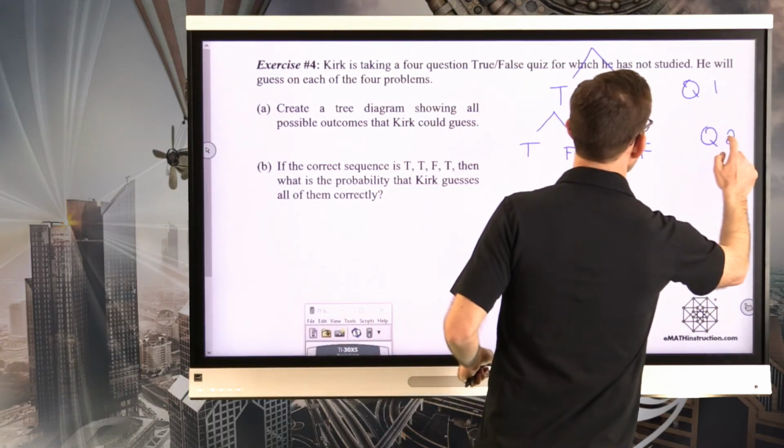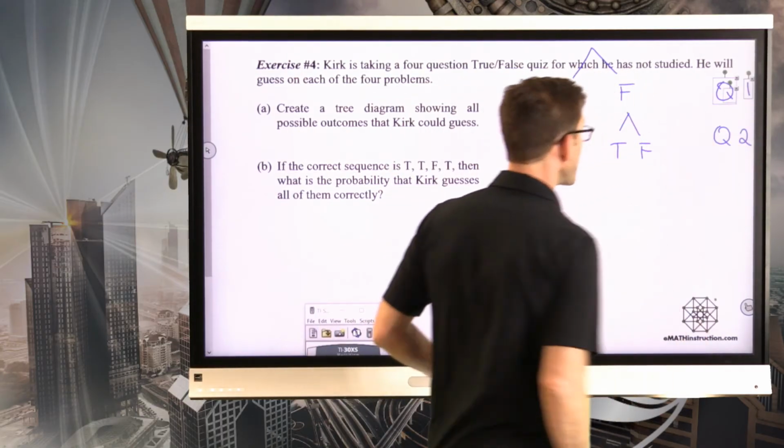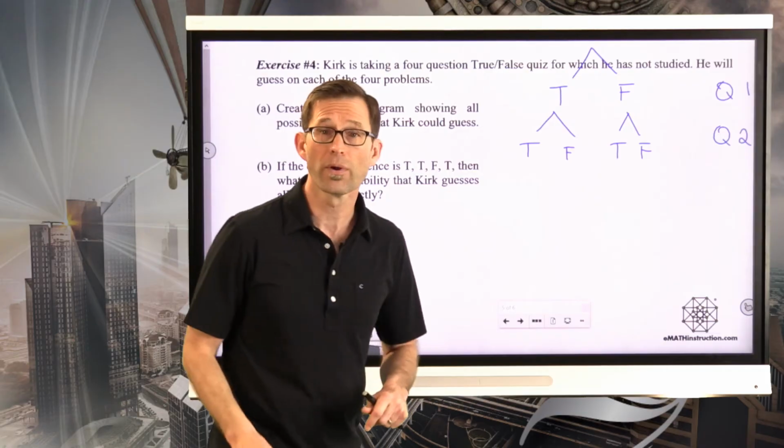Let me move this a bit over here and this a bit over here, because I'm going to get crowded here. You can probably already see it, right?